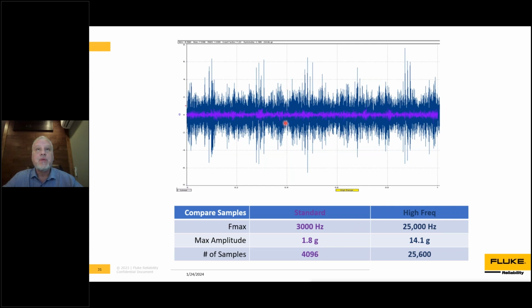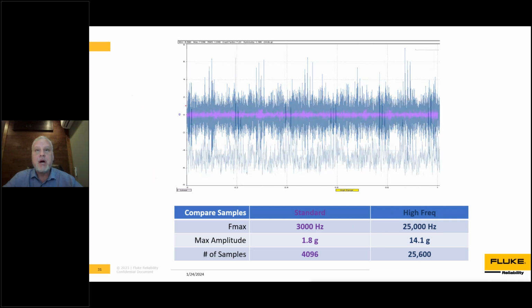And then you see the blue time waveform behind it, and you can definitely see it's much higher amplitude. We got about 14.1 Gs peak to peak, and we see that, and we're like, wow, that's really what I want to analyze, because it has all the information I need. Well, this particular one was sampled at 25 kilohertz, and we stored about 25,000 samples. Not super huge, but still very much larger, and makes database management much more difficult.